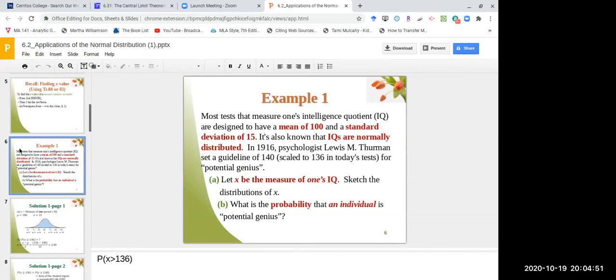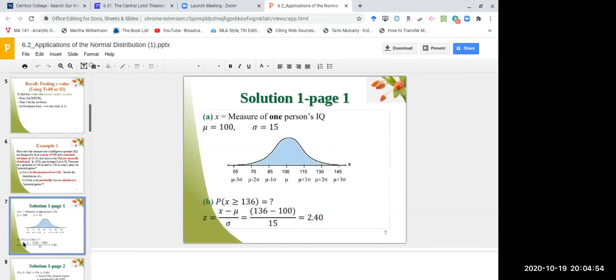So when she says sketch, now this is a little bit more extensive than last week because we actually have specific values. And so you need to do a little bit of arithmetic to figure out what these specific values are. The mean always goes in the middle, that's 100.